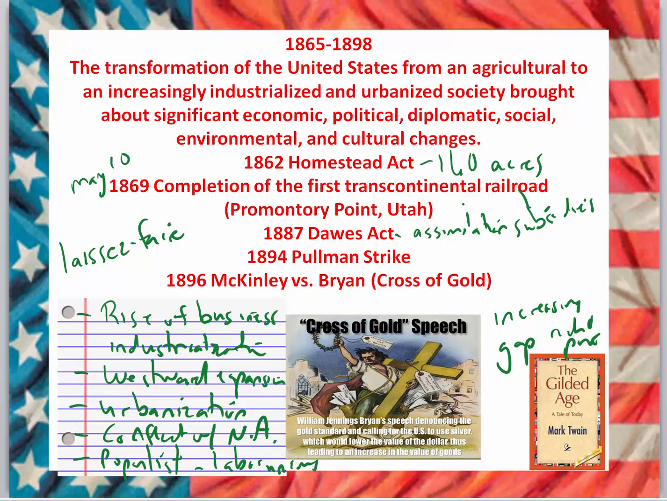And McKinley ran against William Jennings Bryan. William Jennings Bryan gave that famous Cross of Gold speech in which he wanted to back up money with both gold and silver, which was an idea of the Populist Party.